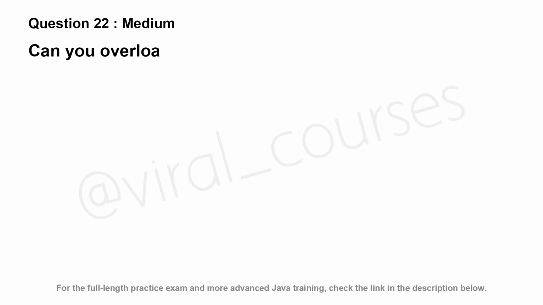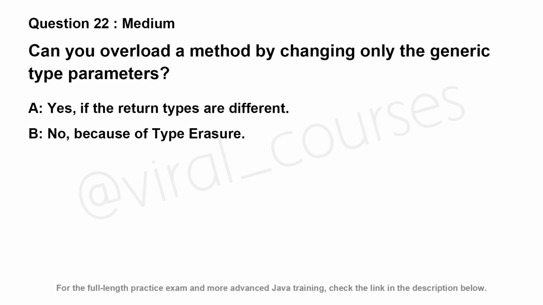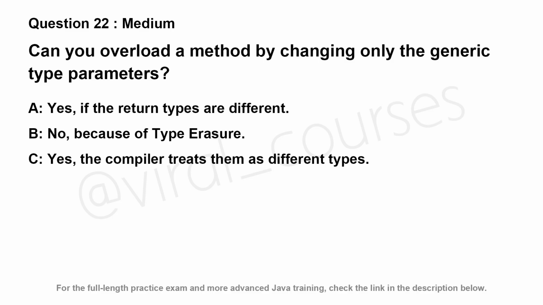Can you overload a method by changing only the generic type parameters? Option A, yes, if the return types are different. Option B, no, because of type erasure. Option C, yes, the compiler treats them as different types. Option D, only if the methods are static.